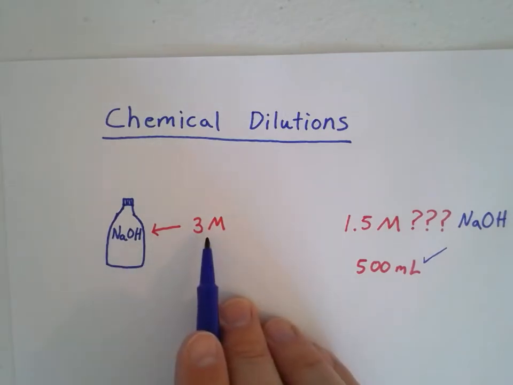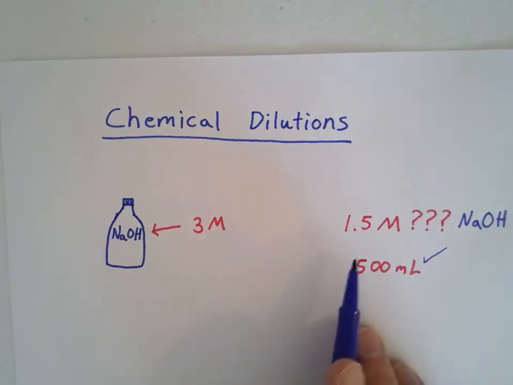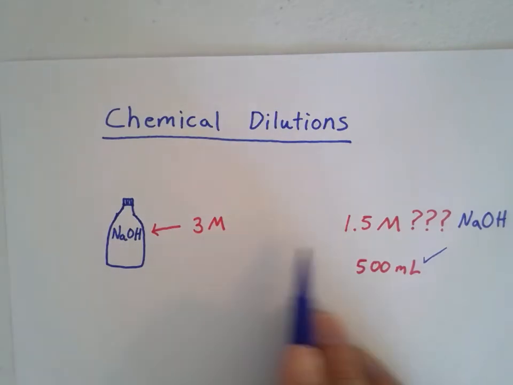And so the question is, can you run this experiment still? And actually you can, and it's pretty simple what you'll have to do. You're going to have to do a dilution. So again, the problem is we need 1.5 molar, but the only chemical bottle we have is 3 molar. So what are we going to do?